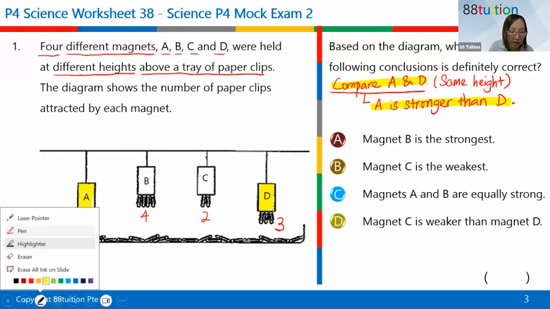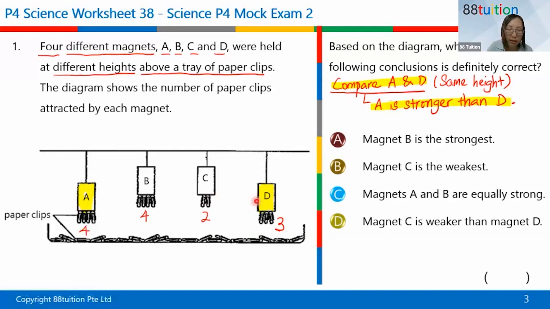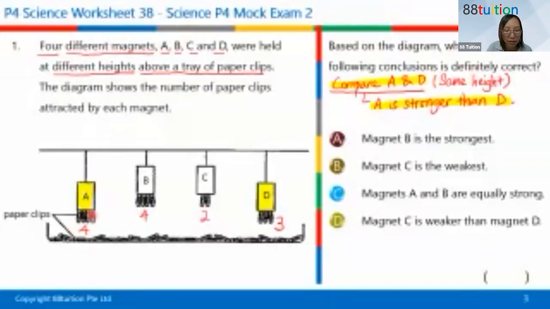If I compare just A and D, I'm comparing 2, so I can use the word more. So magnet A attracted more paper clips compared to D. Here, 4 paper clips. Here, only 3 paper clips.